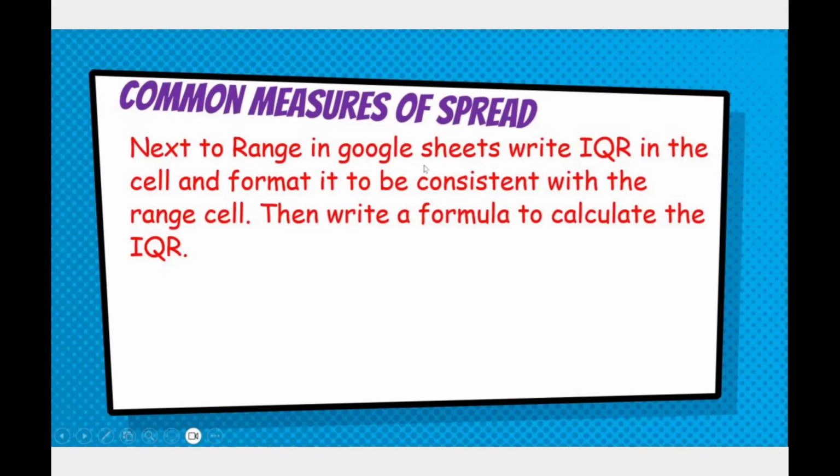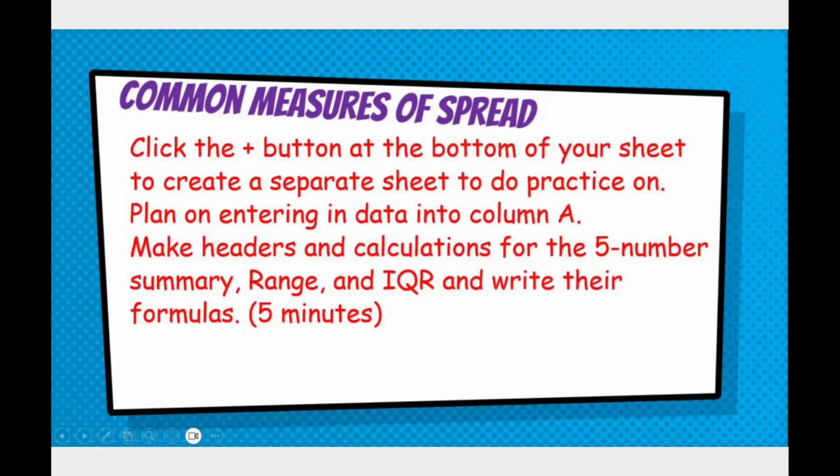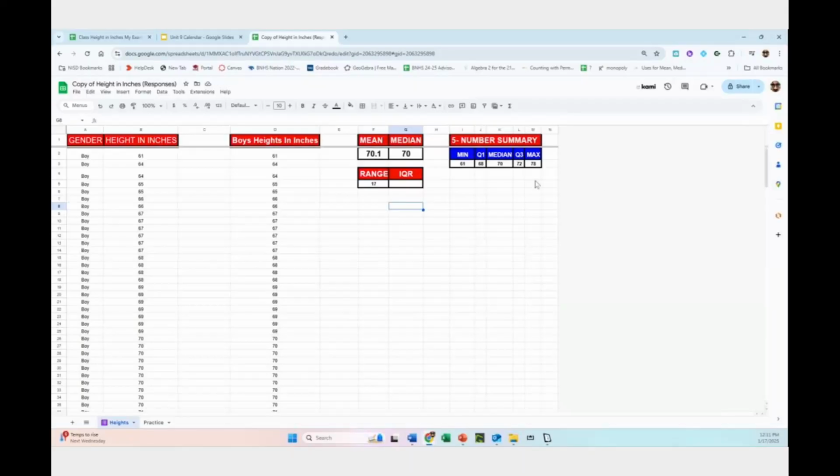So next to range in our Google Sheets, we're going to write IQR, just like we just got done doing. And then we're going to write our formula to calculate the IQR. Okay, I've got mine formatted to look the same. I need to bring that over a little bit. There we go. So I'm going to do equals, and my calculation was Q3 minus Q1. So whatever cells those are in, Q3 minus Q1, hit enter.